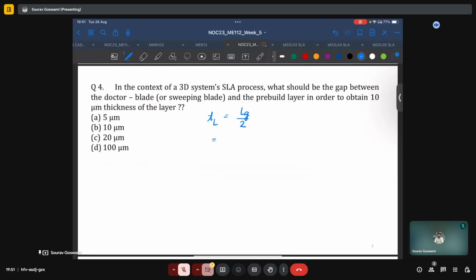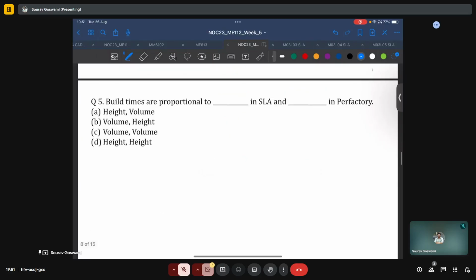The question requires us to find Lg, which will be equal to twice the desired layer thickness. Since the desired layer thickness in this case is 10 micrometer, therefore the gap between the doctor blade and the pre-built layer should be twice that, which is equal to 20 micrometers.